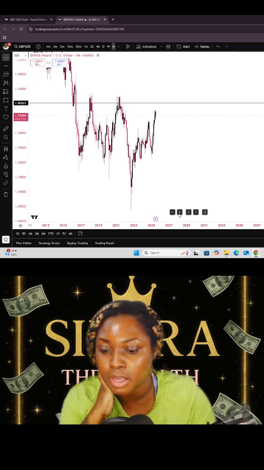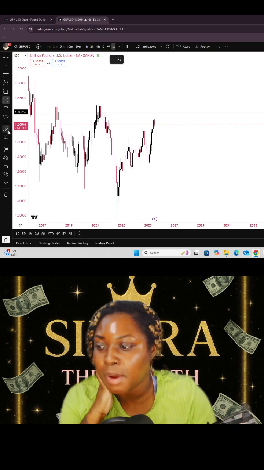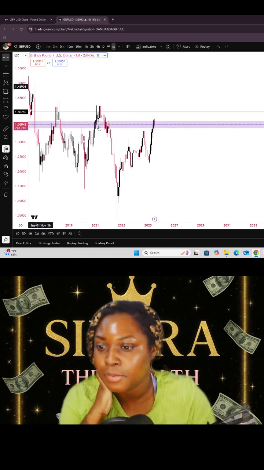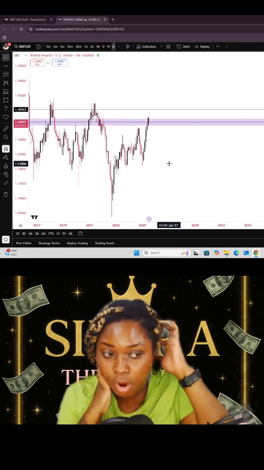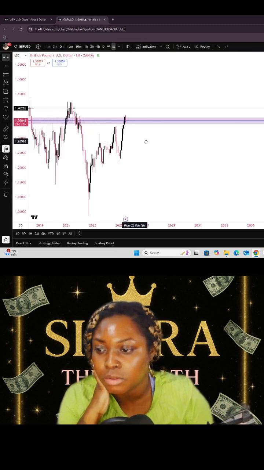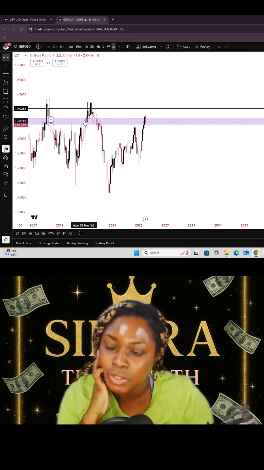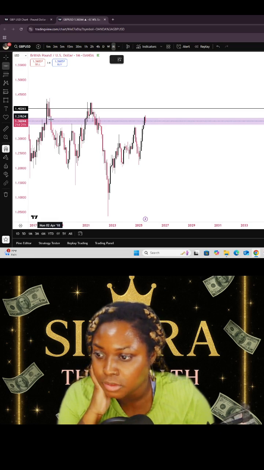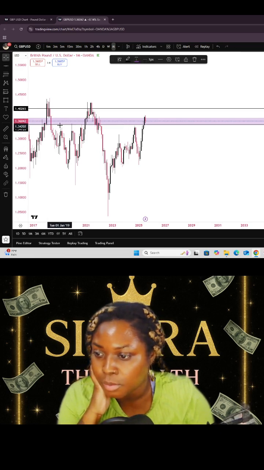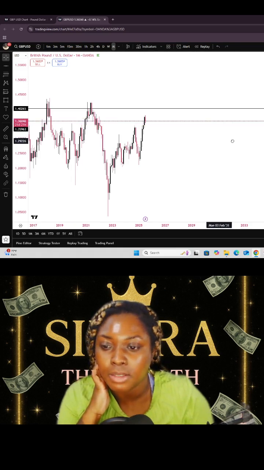And if I zoom in, here you go. So I'm going to take my rectangle tool and I'm going to draw from the previous wick of the gap to the wick after the gap. All right. And as we can see, currently price is sitting on this zone. Okay. Price rejected it to its left. And this is where we have all of this hesitation. So I'm going to replace this box with the black line. Delete my box. All right.